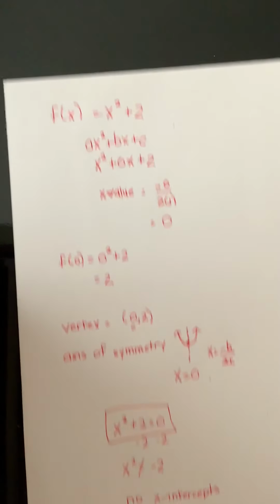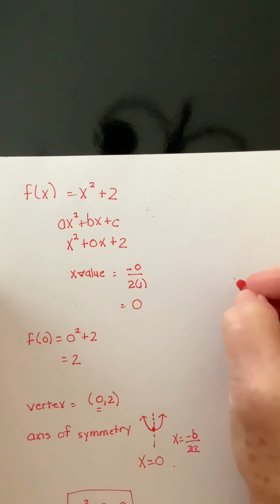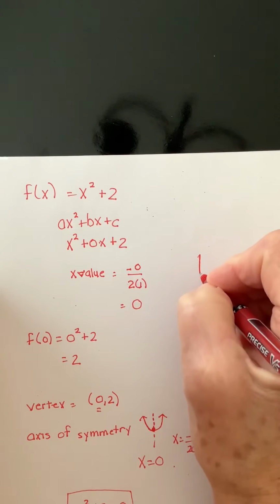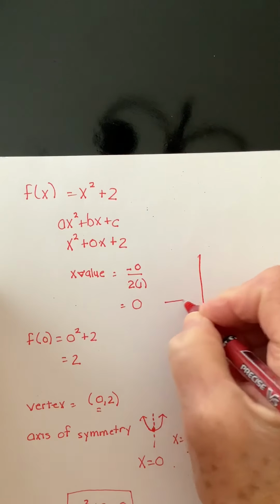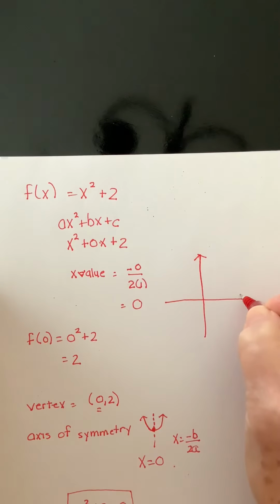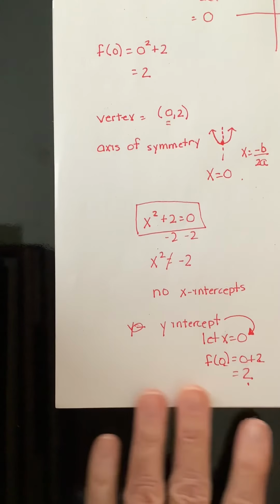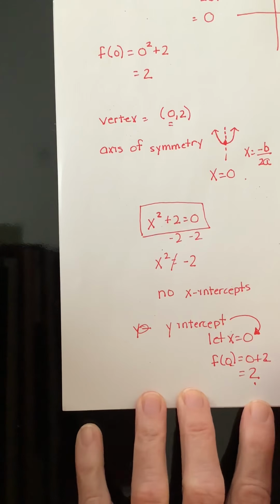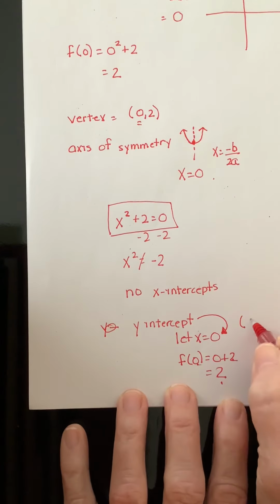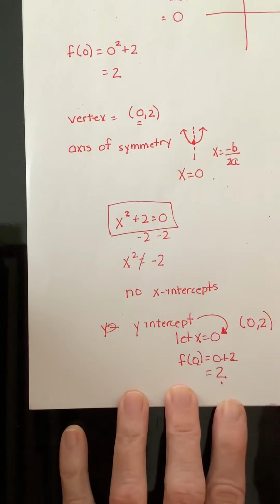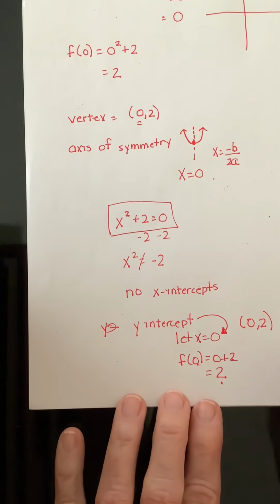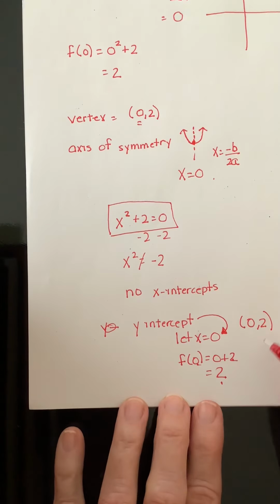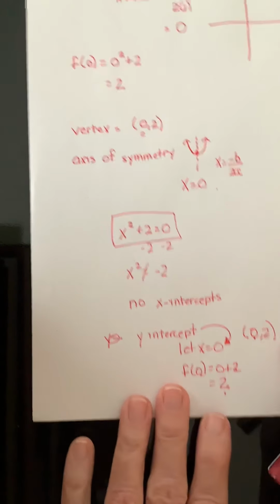So now we're going to graph it. Again, I don't believe in buying graph paper. We're sketching. Our vertex was 0, 2. Let me back up. On your test, you're going to have to write your y-intercept as a point. Remember, we let x equal 0, and we found out that y is 2. So you have to write your y-intercept as a point.